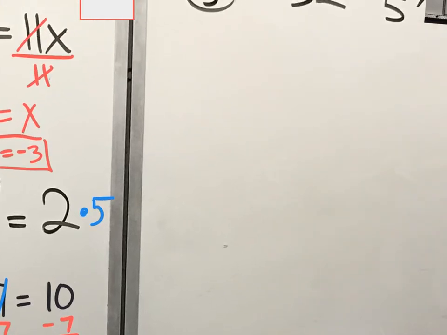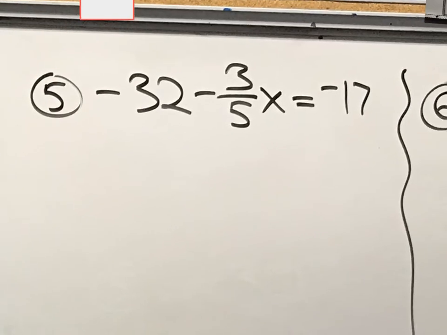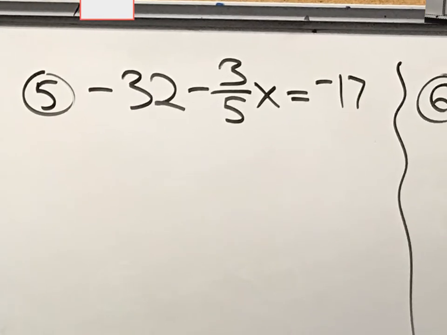Let's move on to number 5 over here. It gets a little more fun. Now some people see this fraction and freak out and say, I need to get rid of this fraction. I'm going to multiply by 5, multiply by 5, multiply everything by 5. But think about that. If you multiply 32 by 5, you're going to get a huge number. If you multiply 17 by 5, you're going to get a huge number. So why not hold off on getting rid of the fraction?